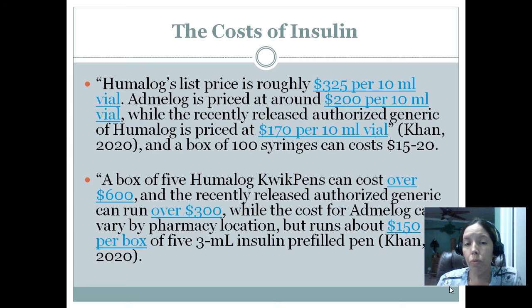As for a box of 5 Humalog insulin pens, this can cost over $600, with its generic running over $300. As for Admelog, this can cost as much as $150 per box for 5 3 milliliter pre-filled insulin pens.